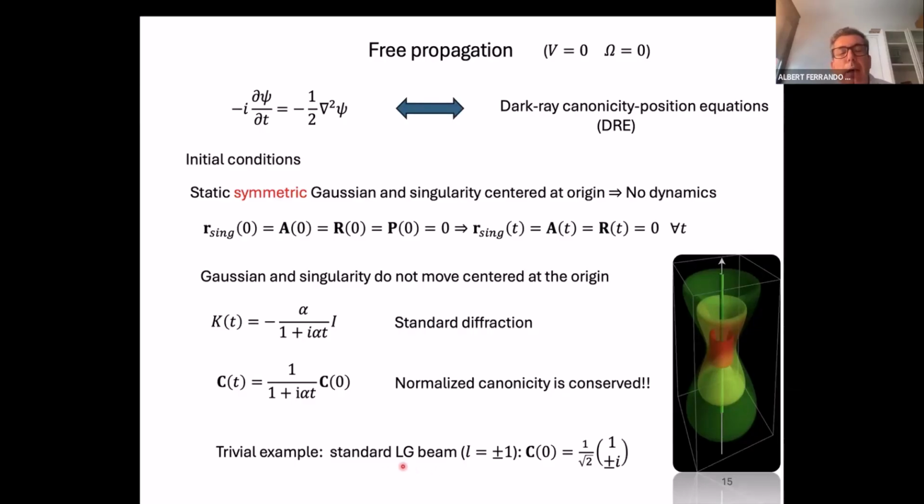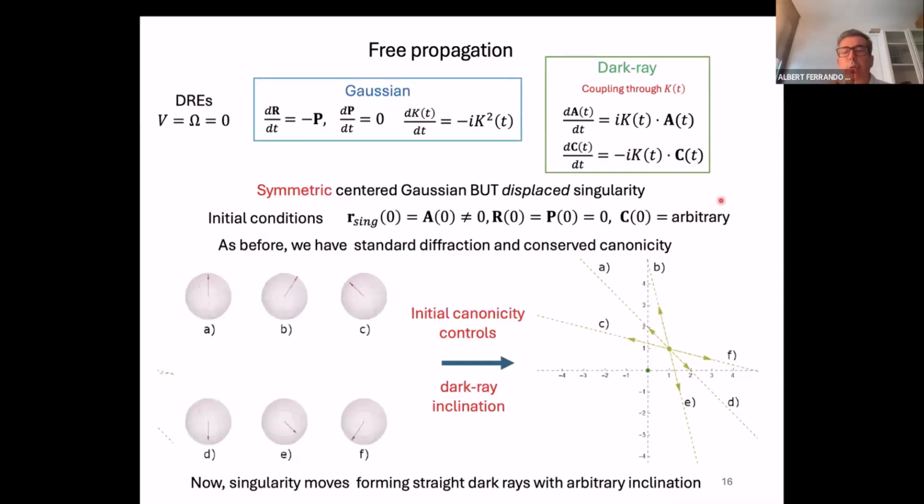you would expect to find a standard Laguerre-Gauss beam, right? And this is exactly what you obtain, because this matrix evolves like a standard diffraction, and the canonicity, the unitary normalized canonicity modulus 1, does not evolve. So basically, you don't change the canonicity, and all variables of the Gaussian and the singularity position remain in the center. So basically, you get a straight line. So this is exactly what you expect when you obtain a Laguerre-Gauss beam. But things start to change when you do just a small thing.